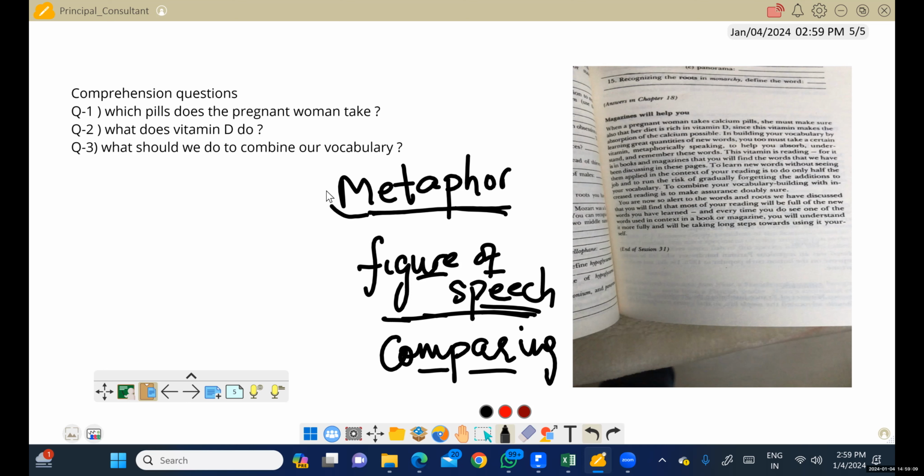We are comparing something. In literature, if you read metaphor, first understand this word metaphor. This is again, if you start understanding the etymology, we will break this word into two. What is the meaning of meta?